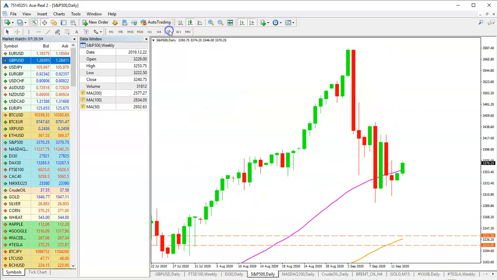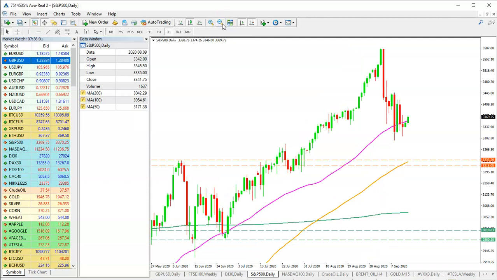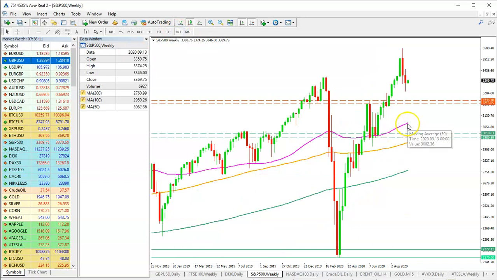Now, the moment that I tap into the daily time frame, these moving averages, which were weekly moving averages, will change to daily moving averages. As you can see, the price is very close to its 50-day moving average, but on a weekly time frame, we are still very far from its 50-week moving average.